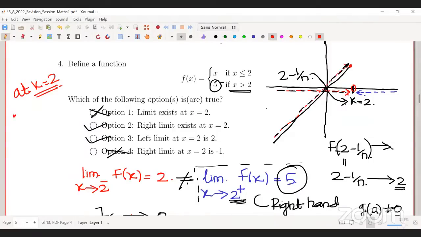What is the value? 5x. 2. Oh, sorry, 2. Okay, so the first step is fine.